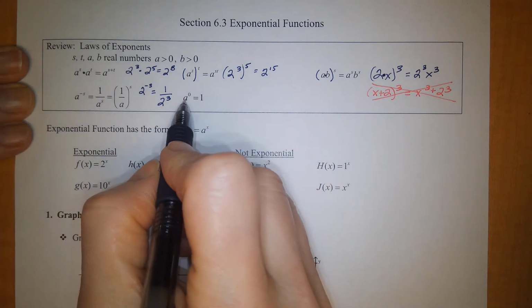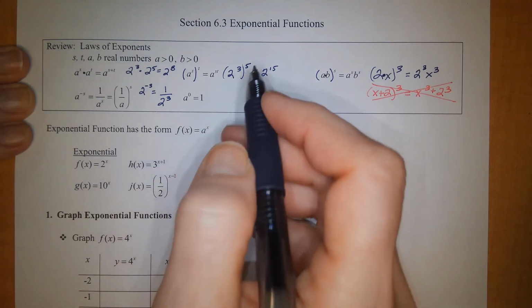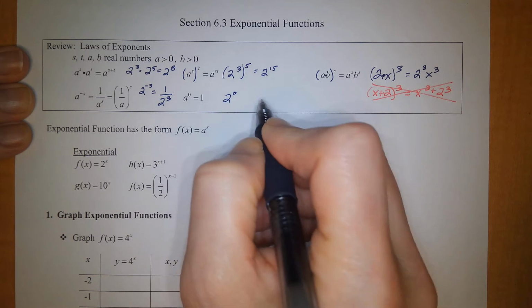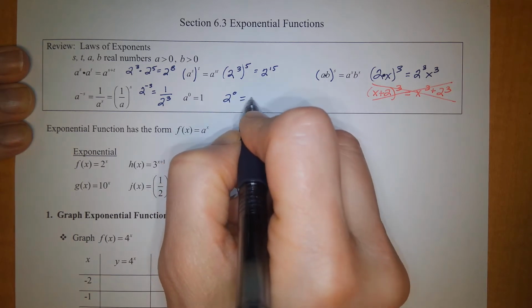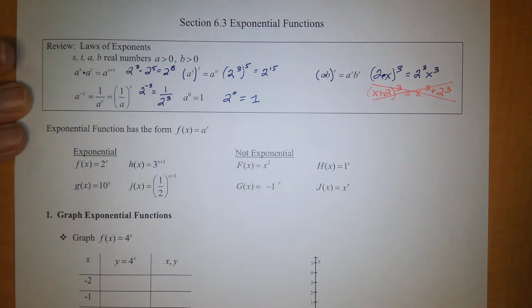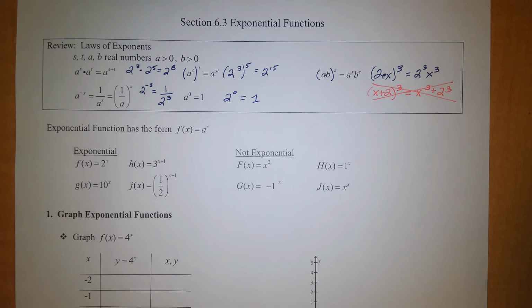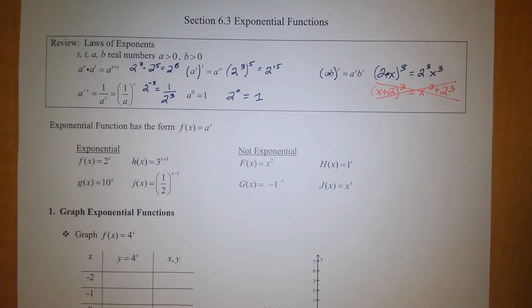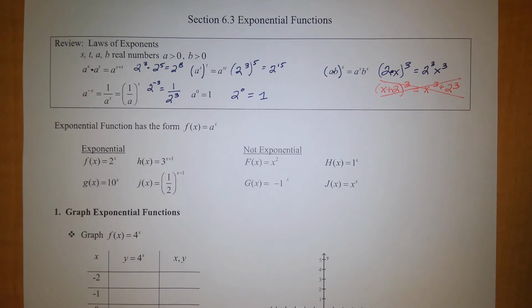And lastly, a to the 0 power is 1. Any number to the 0 power is 1. So we're going to use some of those basic rules to talk about exponential functions a little bit deeper.